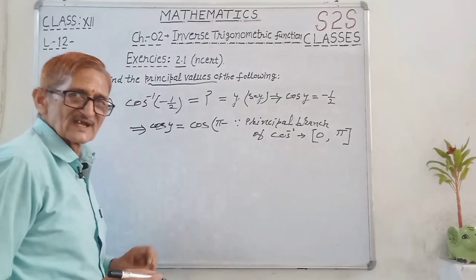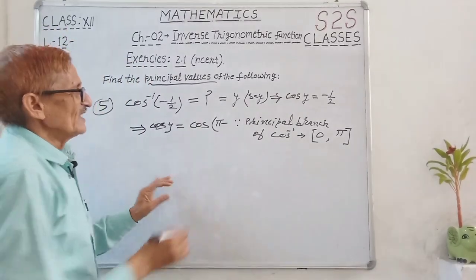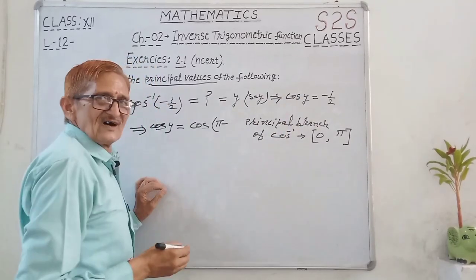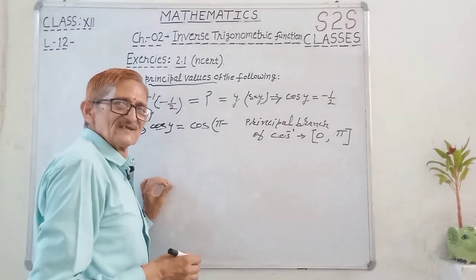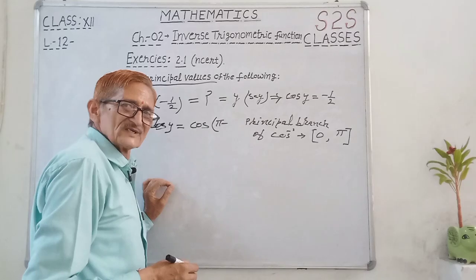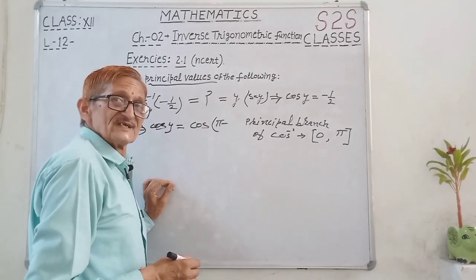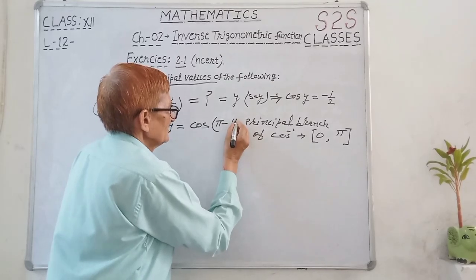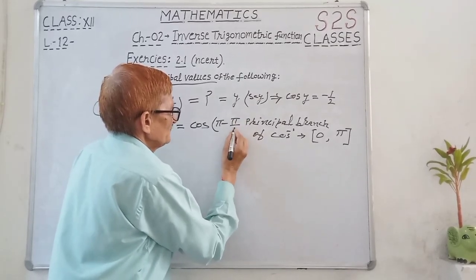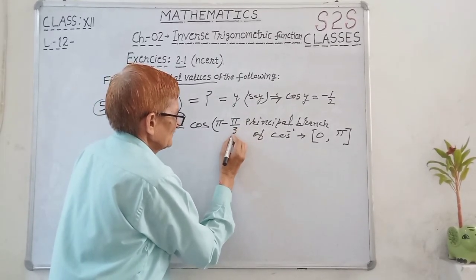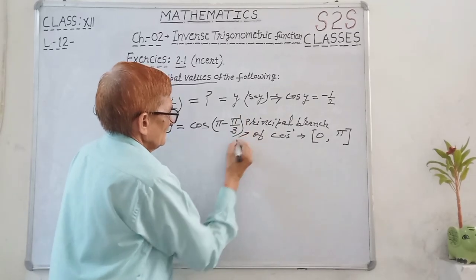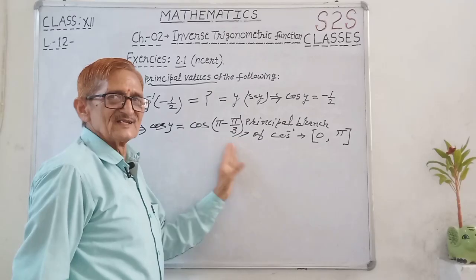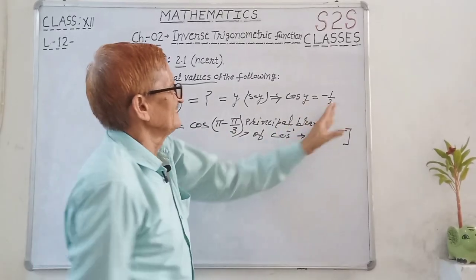Pi minus theta in the second quadrant. Where is cos equal to half? How much degree is cos half? Cos 60 degree, okay. So theta is pi by 3, 60 degree. Now cos(pi minus theta) is minus cos theta, that is minus cos pi by 3, so we can write this.